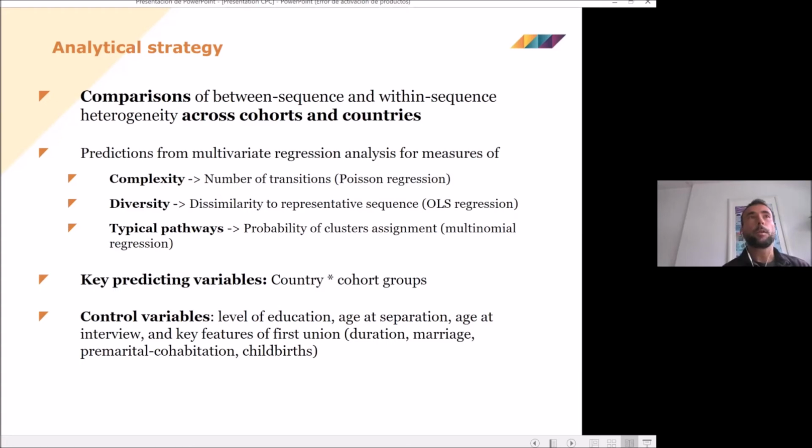And just for you to know, in the models, we also have a range of control variables, such as level of education, age of separation, or other key features at the time of the first union, such as the duration of the first union, whether it was marital union, premarital cohabitation, and childbirth.